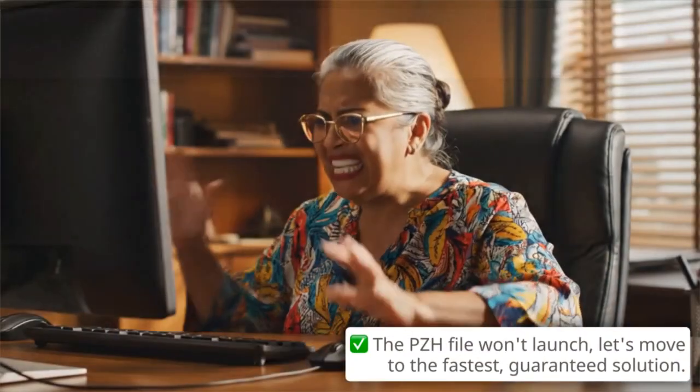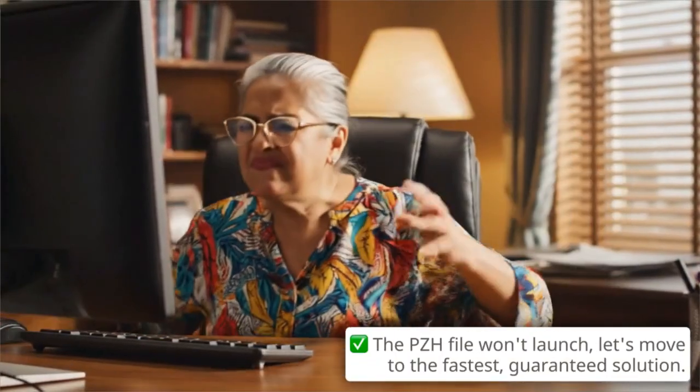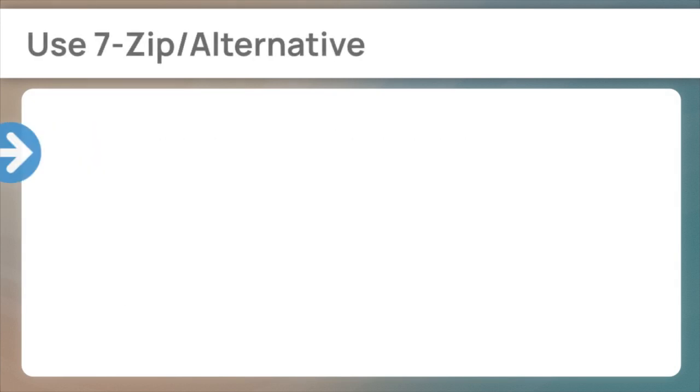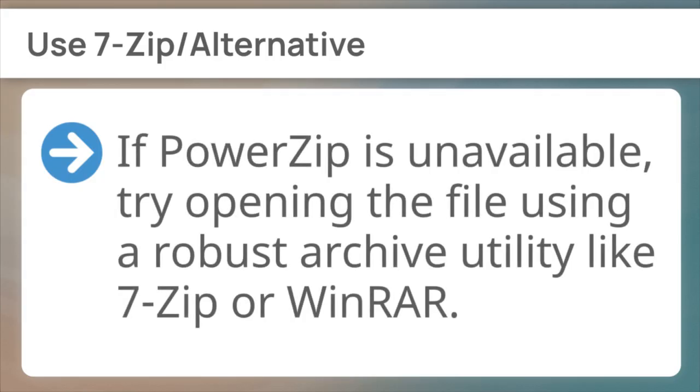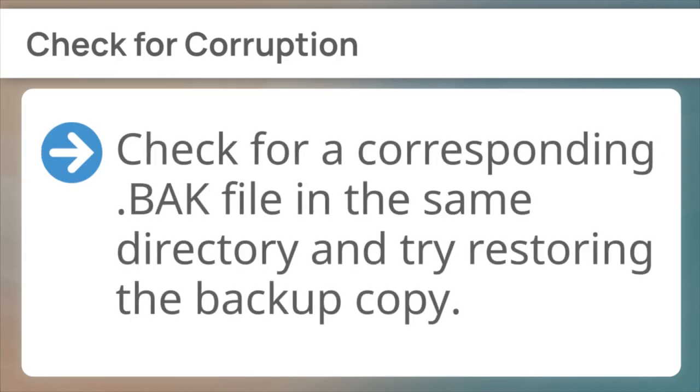We need to act fast after that failed attempt. Let's transition immediately into these 3 crucial steps for error isolation. First, use PowerZip. Open the file using the PowerZip archive utility, as this is the native application for this compressed format. Next, use 7-zip alternative. If PowerZip is unavailable, try opening the file using a robust archive utility like 7-zip or WinRAR. Finally, check for corruption. Check for a corresponding backup file in the same directory and try restoring the backup copy.